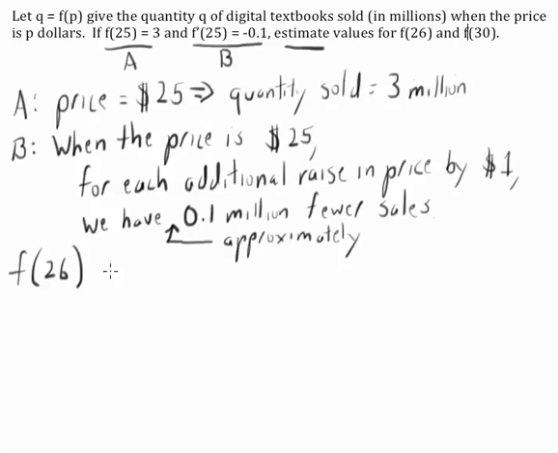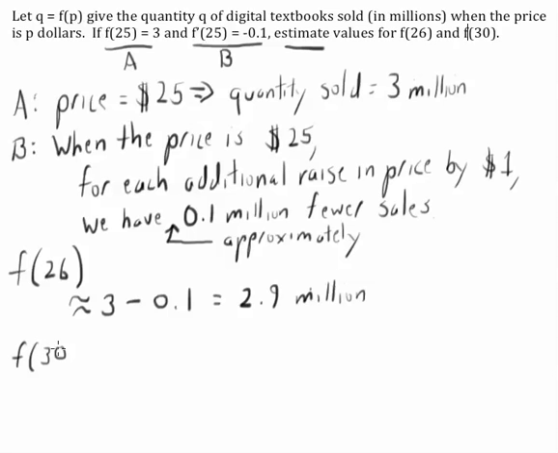So how do I find f of 26? Well, I know that I started with 3 million sales. Oops, I said approximately, didn't I? So let's make sure that we're using the approximately equals sign here. Approximately 3 minus 0.1. So that's equal to 2.9 million. In other words, we raise the price by $1. For every raise in price by $1, the number of sales goes down by 0.1 million.